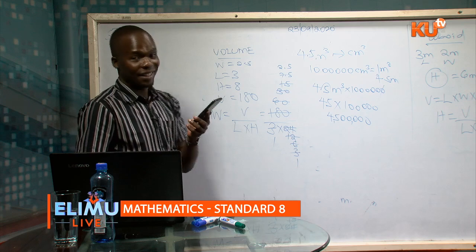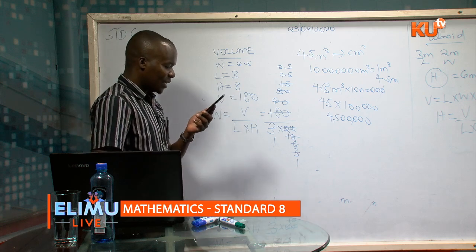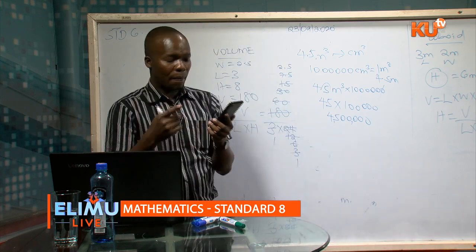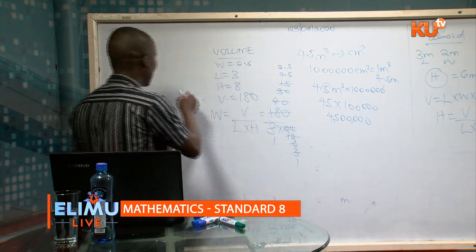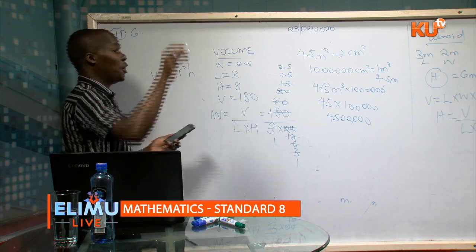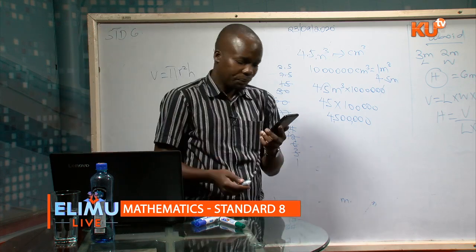Okay, Eric, thank you. Volume of a cylinder, Eric, that one is a bit later, but cylinder is pi r squared h for the next class now. That's class 7.